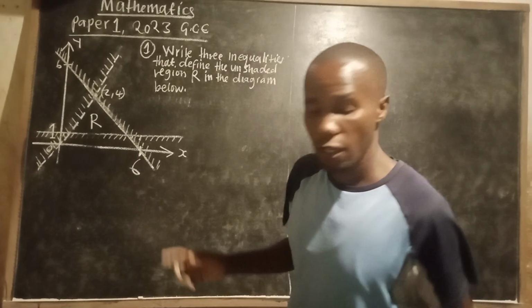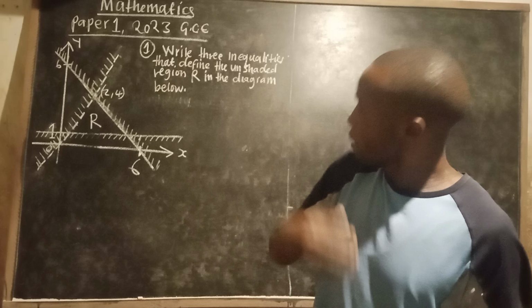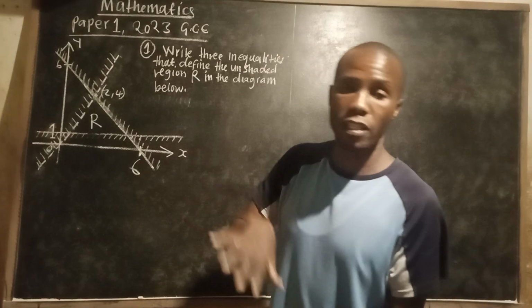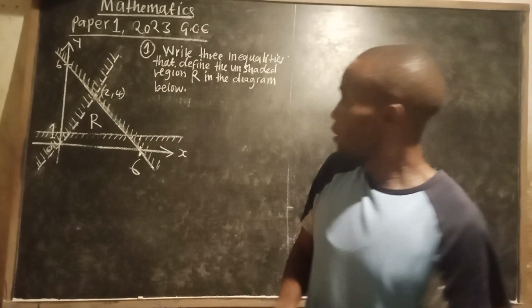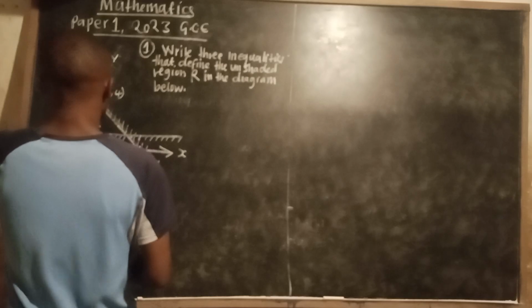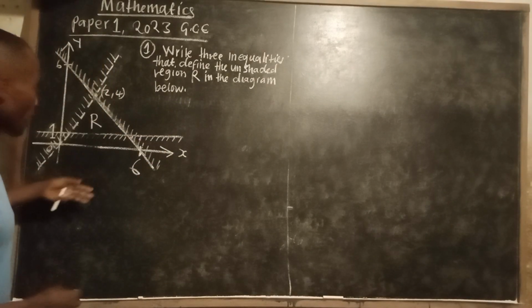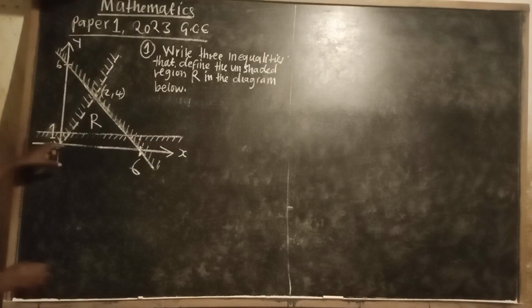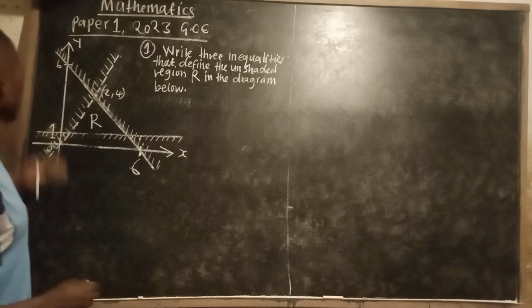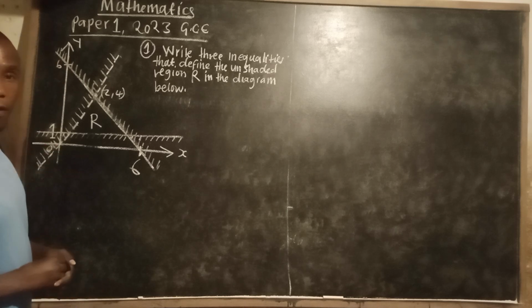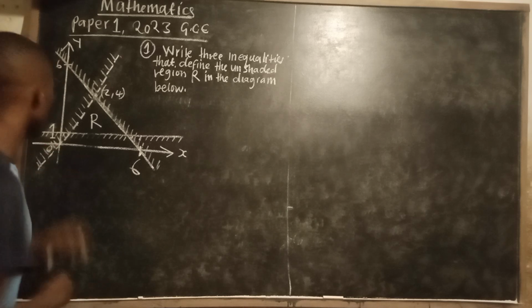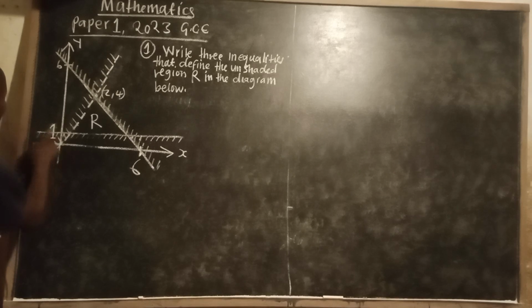So you have identified that. The other part is to look at which side has been shaded. When you look at this one, the lower part is the one which is shaded. This line is intercepting the y-axis, so it is going to be y.